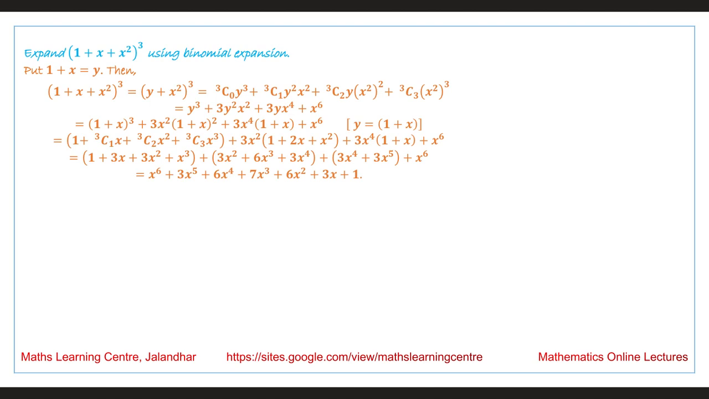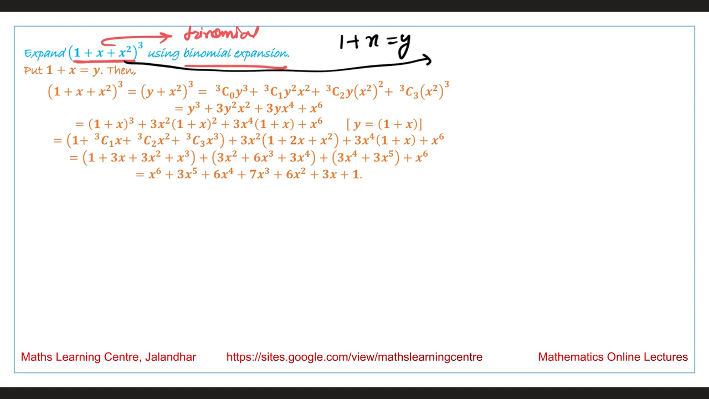Next is expand (1 + x + x^2)^3 using the binomial expansion. So there are three terms over here. First thing, this is a trinomial. This is not a binomial, but we have to use the binomial expansion. So we convert it to binomial form and we write 1 + x is equal to y. So this problem will be transformed to the form (y + x^2)^3.